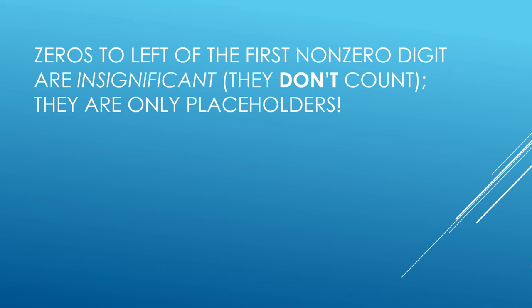All right, now let's say we have a 0 to the left of the first non-zero digit. These are going to be placeholders and are insignificant. So for example, 0.123. That 0 is just holding a place. It doesn't really mean anything. So it's to the left of the first non-zero digit. So it is not significant. So the only numbers that are significant here are the 1, 2, and 3. So we have 3 significant figures.